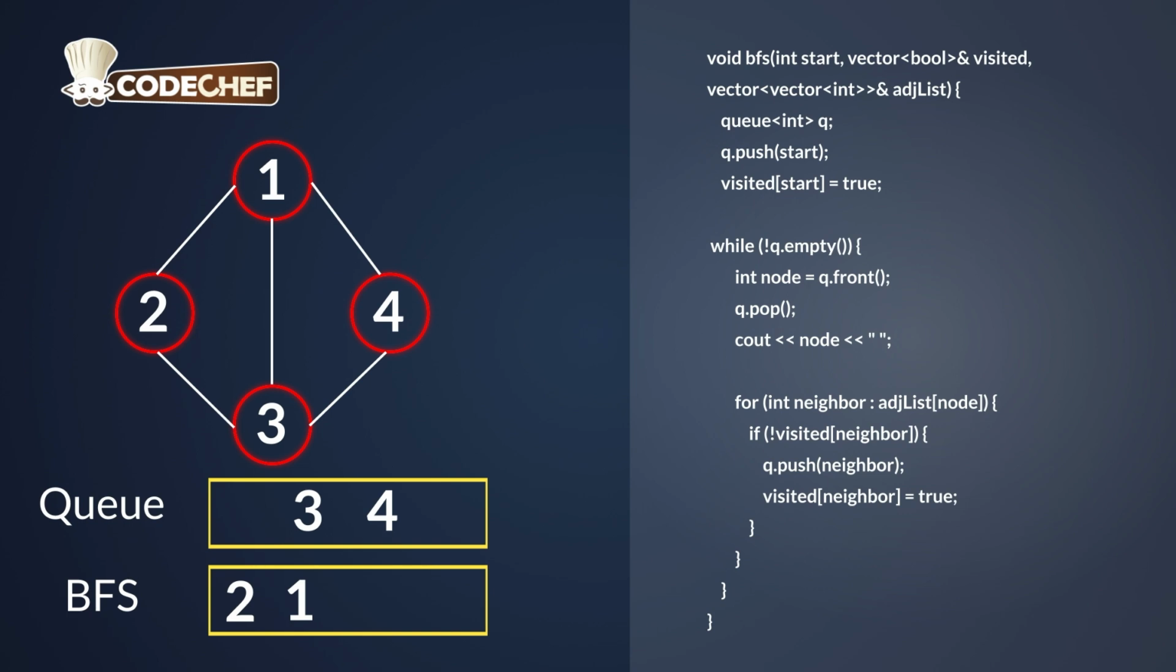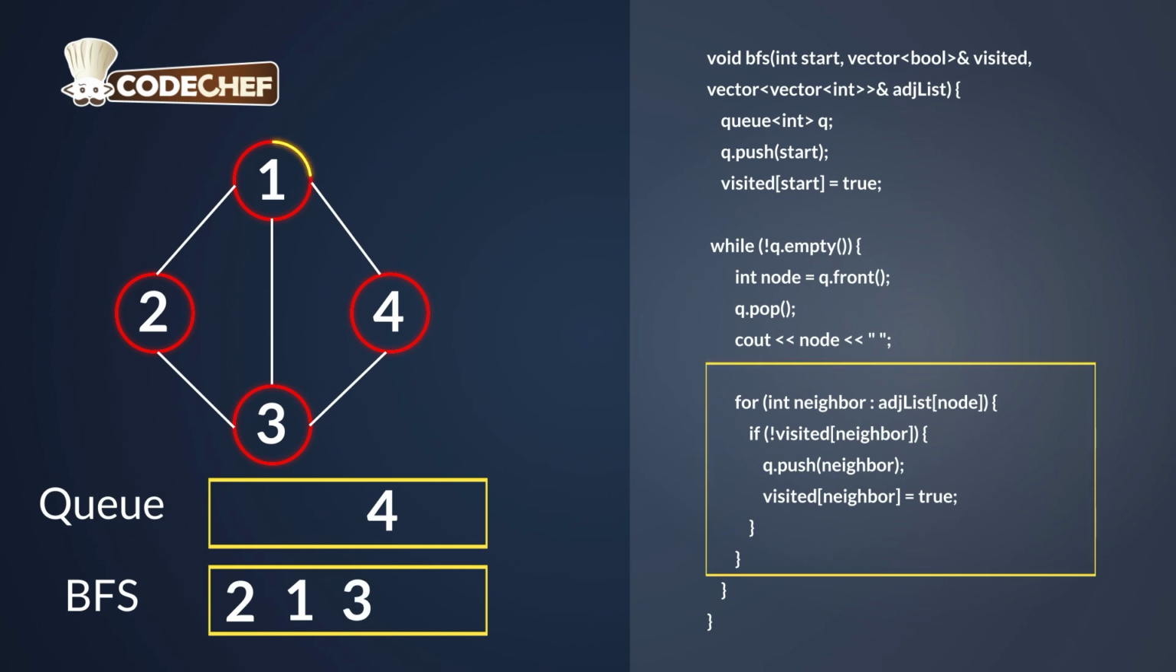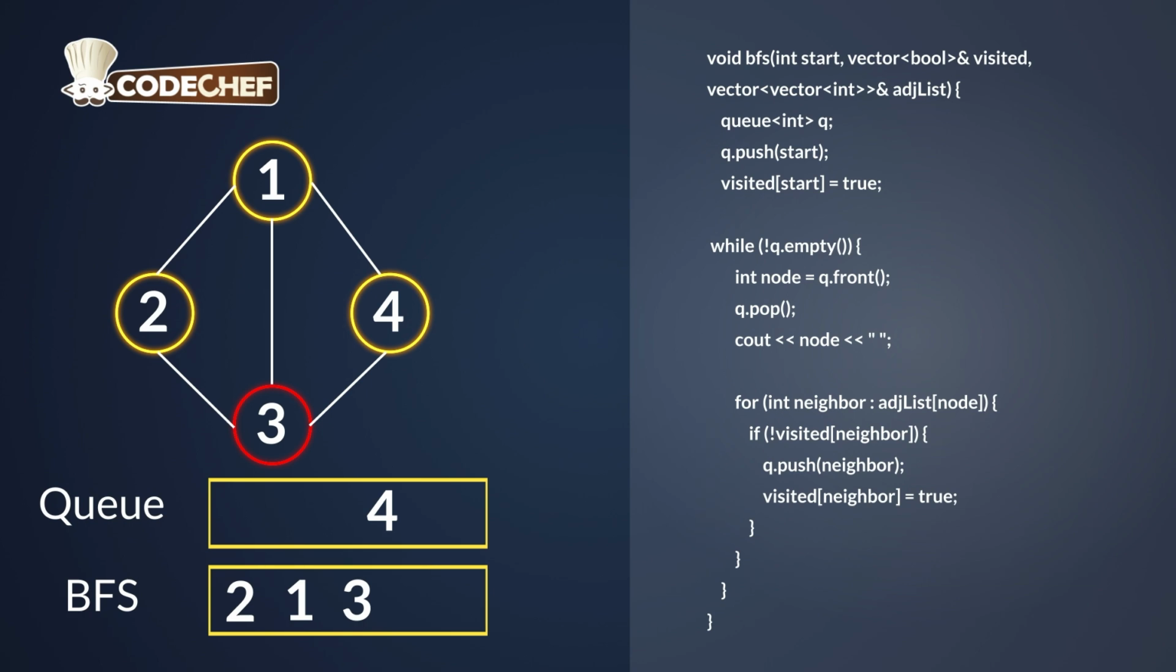Next, we process node 3. The 3 is dequeued and printed. When checking node 3's neighbors, we see that nodes 1, 2, and 4 are already visited, so nothing new is added. Finally, node 4 is processed, removed, and printed.